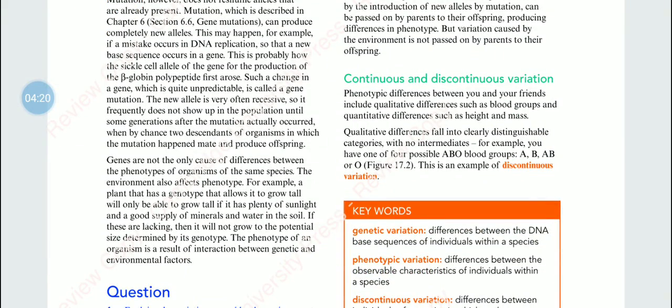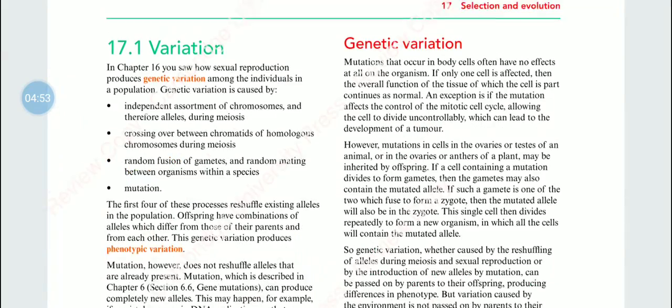As you have seen, the variation that was caused by the environment did not get passed on to the next generation. That is something you must understand and see in genetic variation and environmental factors, how it affects. Let's write down a note for that first.